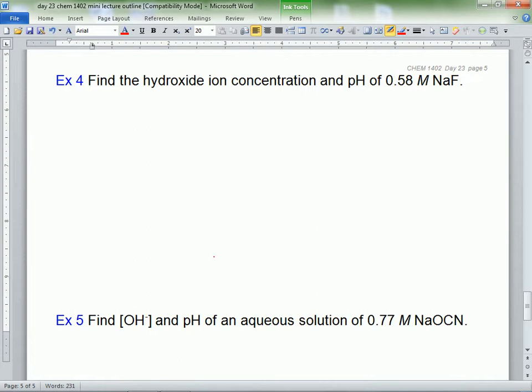Good. This is going to be an ICE problem. But figure out whether it's going to be acidic, basic, or neutral first, so then you know whether to write a Ka or a Kb reaction. Basic. Good. Vivian, now we have to do an ICE table and put in the initial, the change, and the equilibrium row.